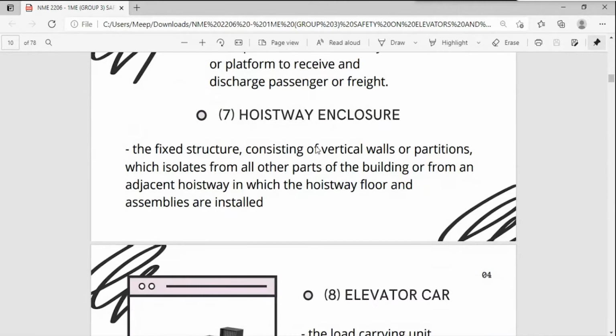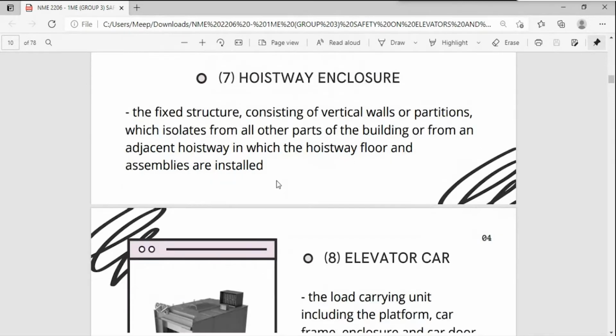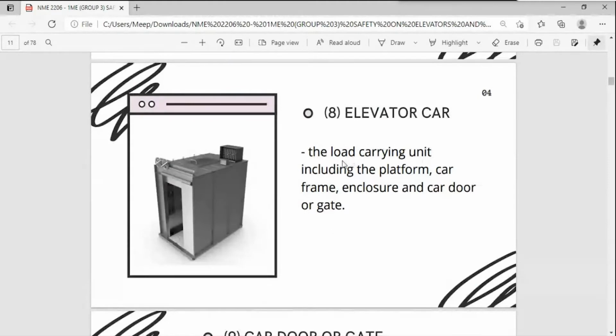Hoistway enclosure, the fixed structure consisting of vertical walls or partitions which isolate from all the other parts of the building or from an adjacent hoistway in which the hoistway floor and assemblies are installed. Hoistway enclosure, yun naman yung naghaharang sa ibang parte ng building sa elevator. Yun yung parang walls niya, hindi sila magka-gitan masyado. Elevator car, the load carrying unit, including the platform, car frame enclosure, and car door or gate.